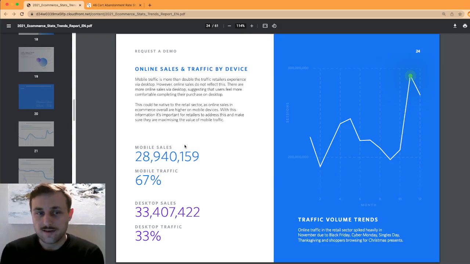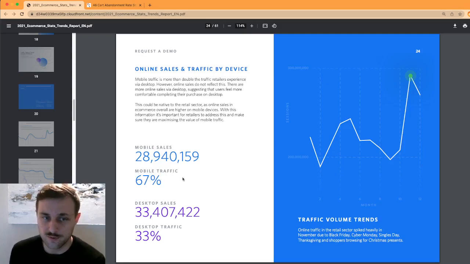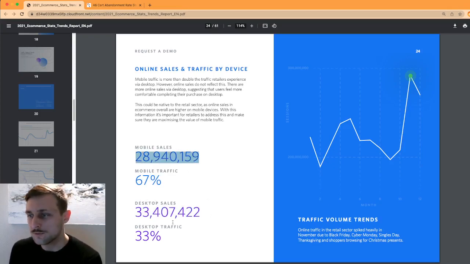Okay, so earlier we saw that the add to cart rate was much higher on mobile, and we see here also that mobile traffic nowadays represents 67% of the traffic. So 2/3 of the traffic is actually coming from mobile, and they add to cart more frequently, but because they have a lower conversion rate, you see that desktop sales are actually still much higher than mobile sales.